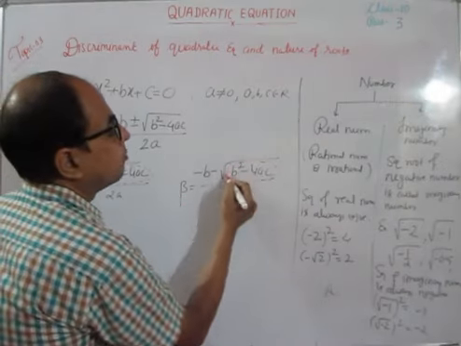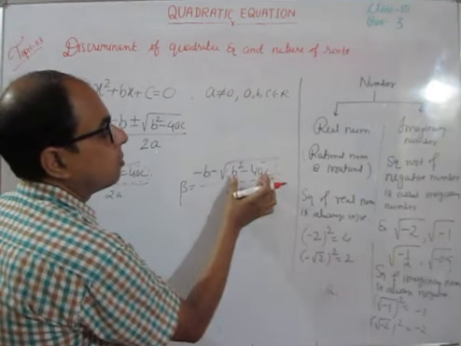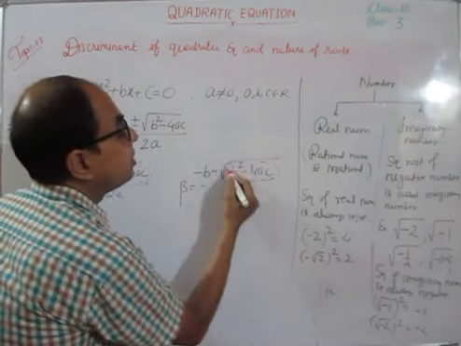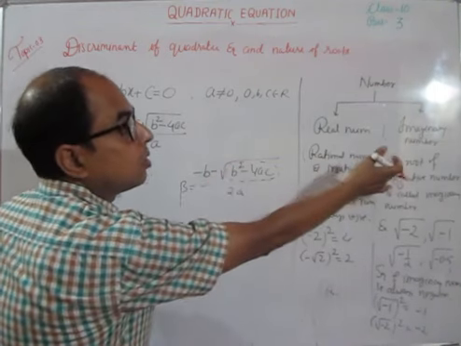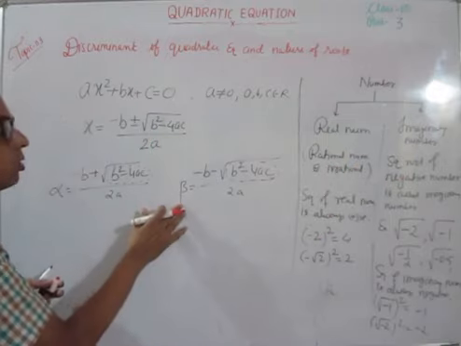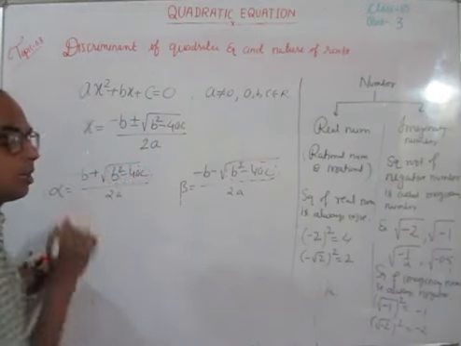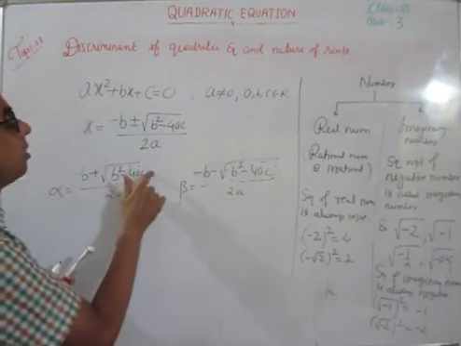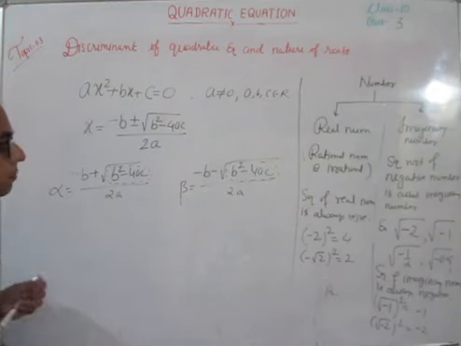If this value is positive, then obviously it will be a real number. The square root of a positive number is a real number. But if this value is negative, then the square root of a negative number is an imaginary number. So the nature of these roots will depend on this value. Clear? This value is called the discriminant, and it is generally denoted by capital D.